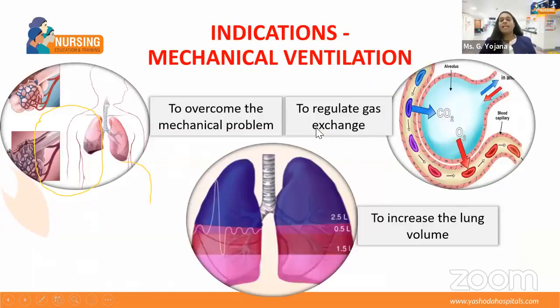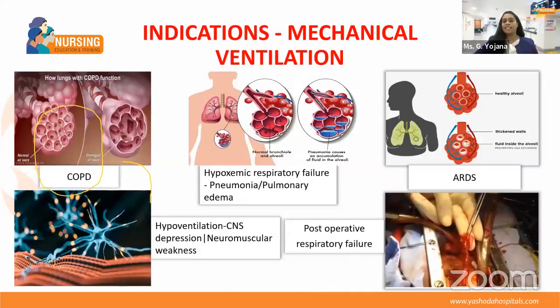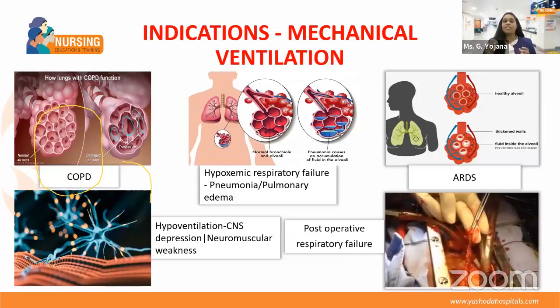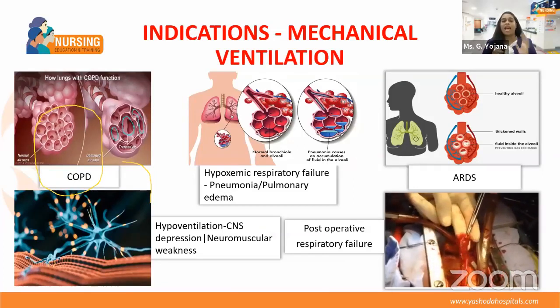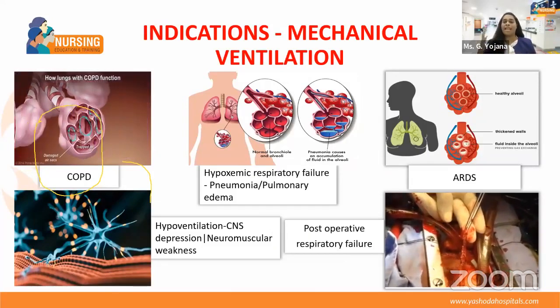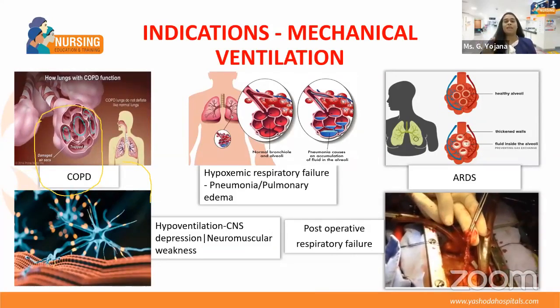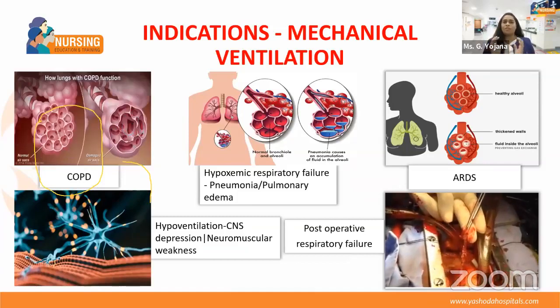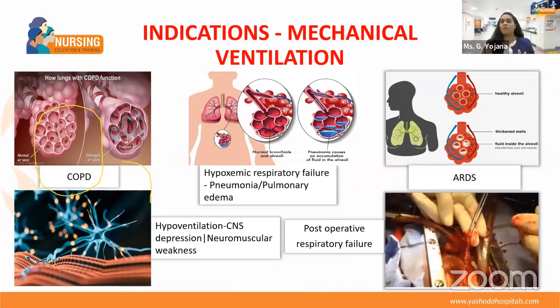Next, we'll see the indications. As I told you before, when a patient is not able to exchange gases in the lungs, and also if the patient does not have adequate lung volume when inspiring, then we will go with a mechanical ventilator. In disease conditions, we have planned ventilation and unplanned ventilation. Planned ventilation means if a patient is going for any major surgery, then it is planned, so we need to intubate the patient and connect to the ventilator.